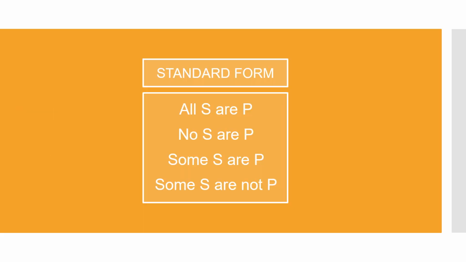So it turns out that standard form categorical propositions, no matter how messy or complicated they might be in ordinary language, will have only 4 possible forms. All are, no are, some are, and some are not. And so we can take these 4 possible forms and we can distinguish between them in terms of the quantity and the quality of the claim being made.